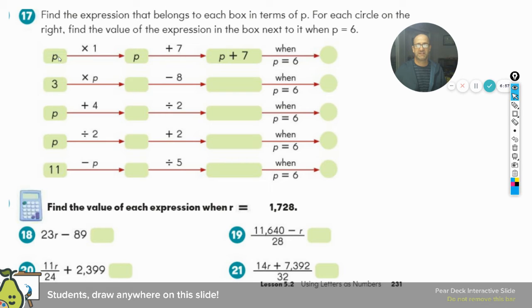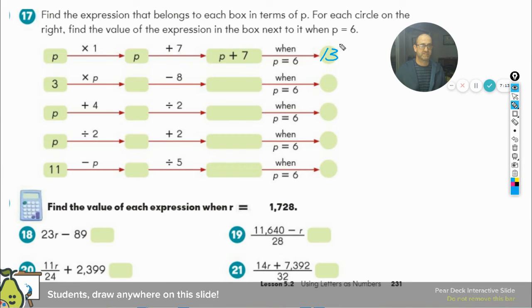So, in this case, they're taking p and multiplying it by 1. P times 1 gives you p. Then you do p plus 7. That's going to equal p plus 7. And then when p equals 6, p plus 7, or 6 plus 7, is 13. Now here we have 3 times p. How do we write 3 times p? If you recall yesterday, we write that as 3p. Now we have 3p minus 8. That gets represented as 3p minus 8.